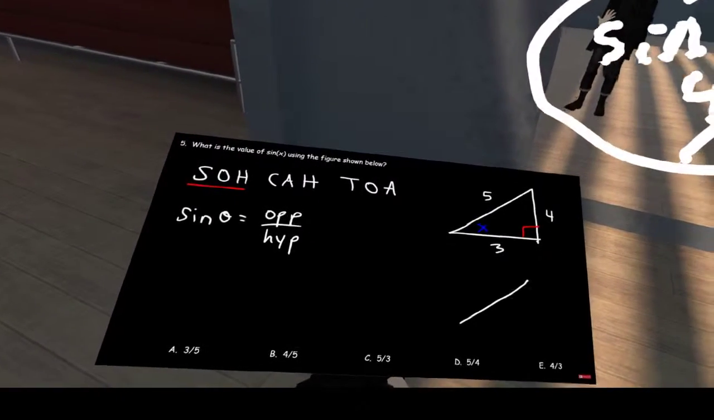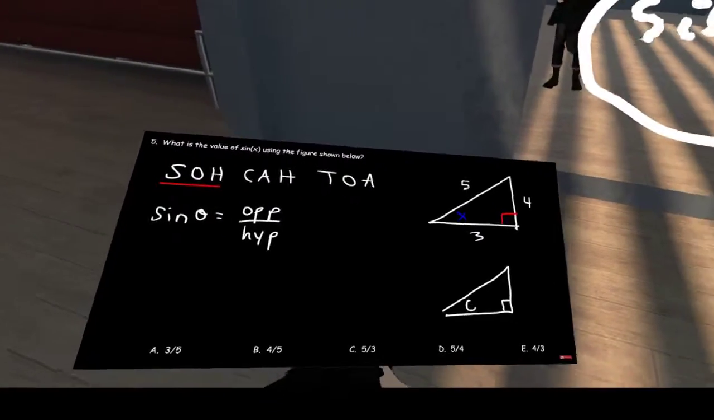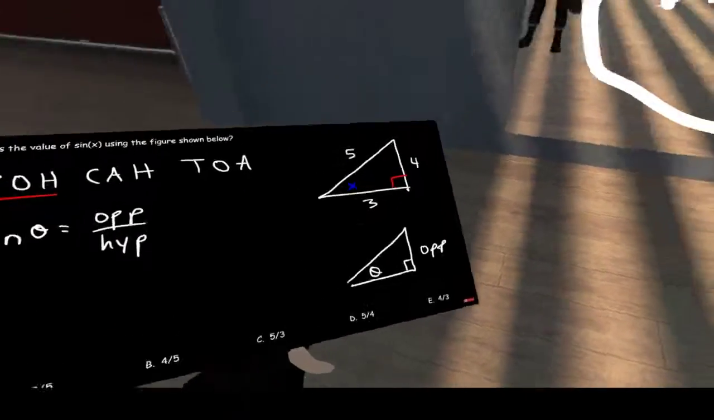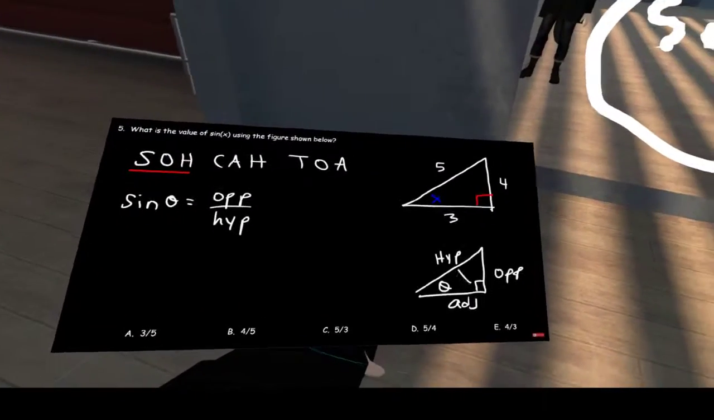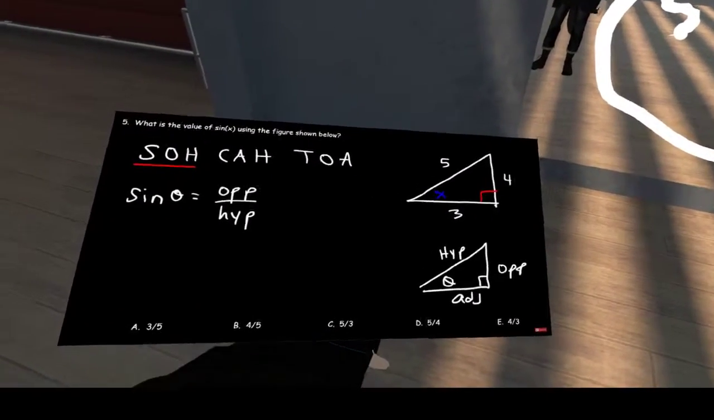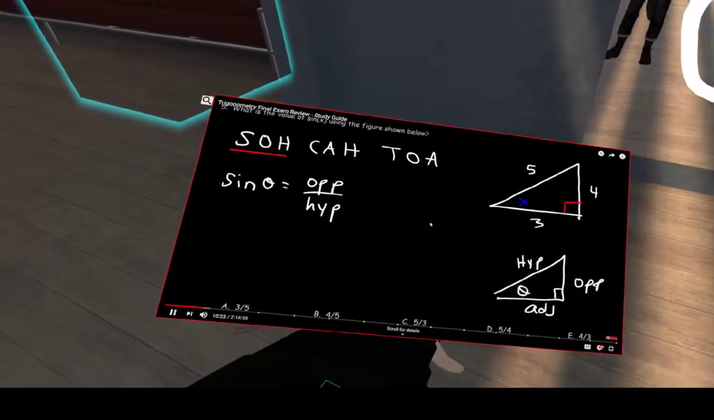So let me just show you with a separate triangle. So let's say this is the angle theta, this is opposite to theta, this is adjacent to it, and this is the hypotenuse, which is always across the 90-degree angle. The hypotenuse is the longest side of the triangle.